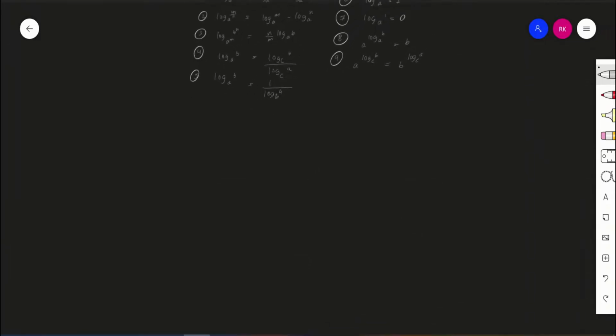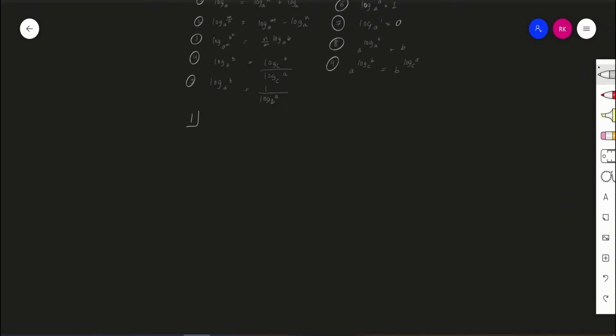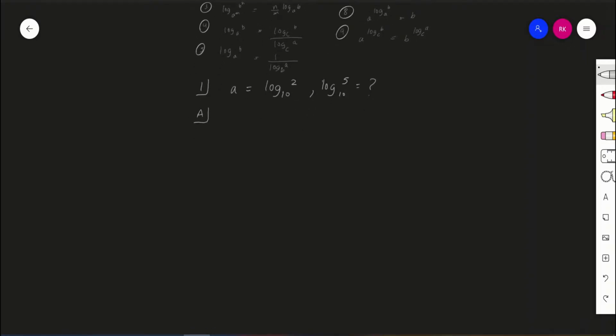Let's solve the first question, which is: if a is equal to log 2 base 10, then what is the value of log 5 base 10? Why don't you pause the video and try to solve the question? Now we have to find log 5 base 10, and we are given a is equal to log 2 base 10. So somehow we have to convert this 5 into 2.